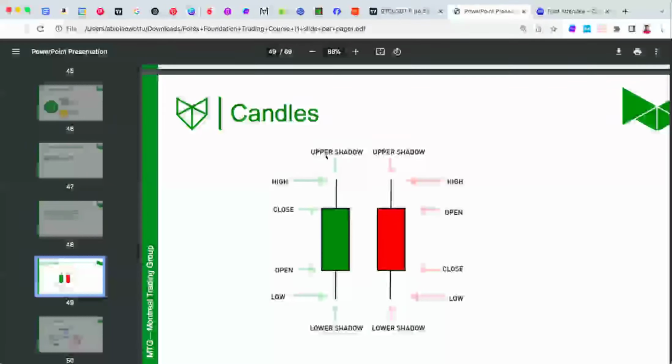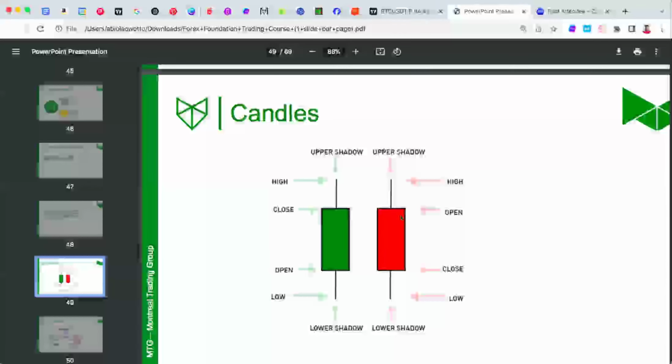So the tip of it here is what we refer to as the shadow, and here is the high of the candle, and this is the close of the candle. Price opened here at around 89,000 and closed around here at around 90,000. So this is the bearish candle, which we can also call the sell candle.